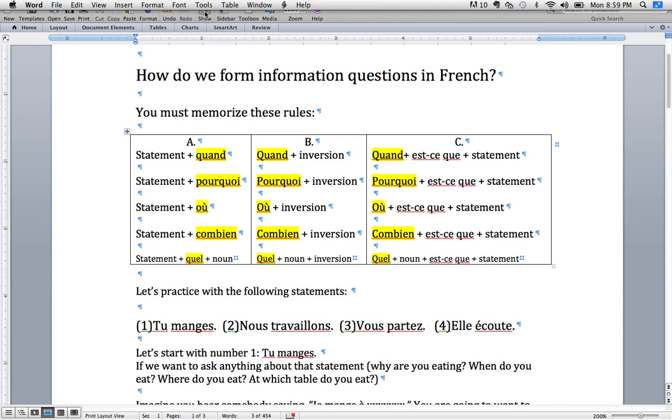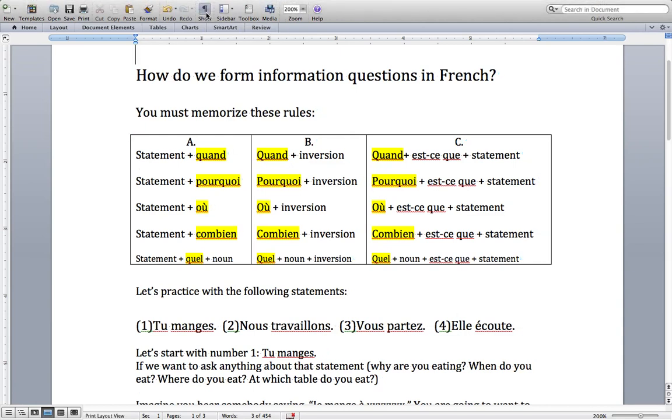Now let's make these little paragraph things go away. Go away. Thank you. Alrighty then, let's look at it.